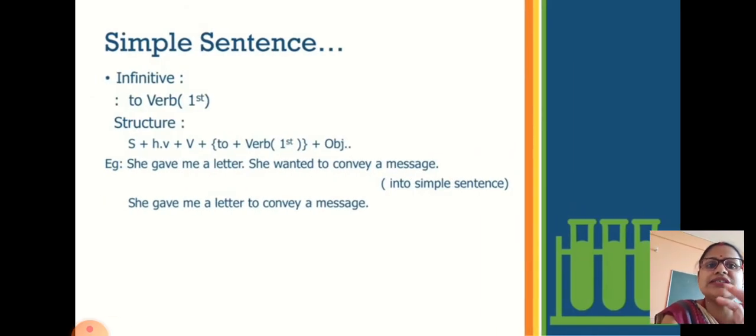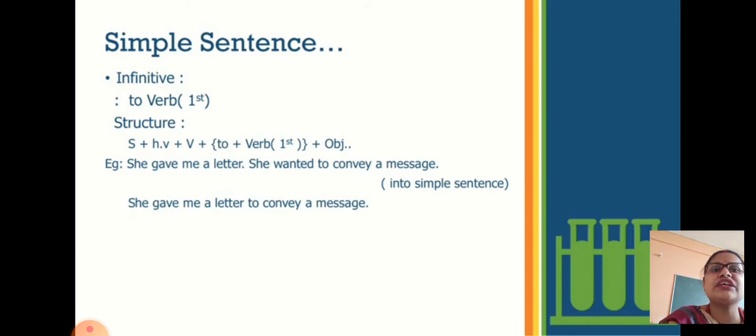Now when we talk about the simple sentence in infinitive, I believe that students, you still remember the finite and the non-finite verbs. Finites are where the verb changes its number, tense or person according to the subject. But infinitives are where the verb will not change its form and has nothing to do with the subject. So it is always followed by "to" plus the verb's first form. So what could be the structure we can use here? That is subject plus helping verb or main verb plus "to" plus the verb's first form and your object.